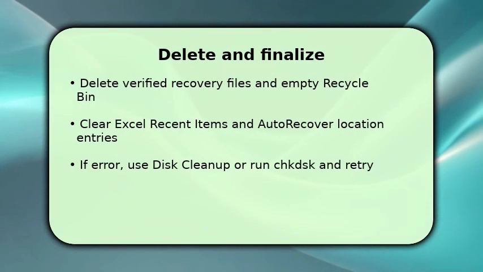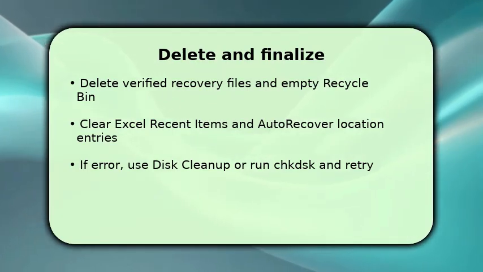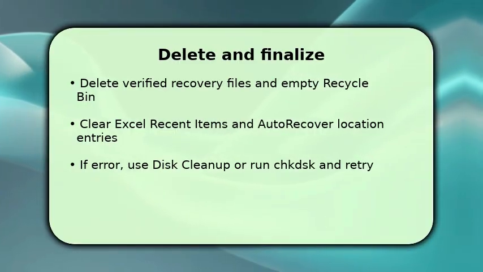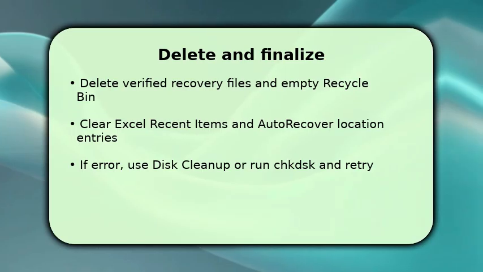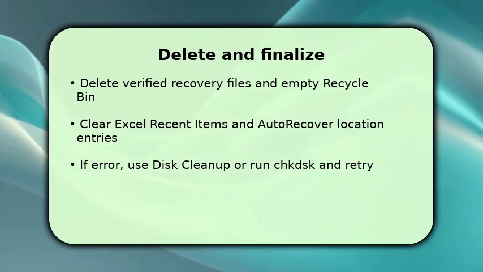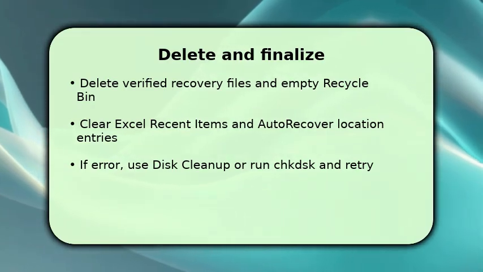You delete the verified recovery and temp files permanently by removing them and then emptying the recycle bin so they cannot be restored easily. After that, clear Excel recent items and remove entries pointing to the Auto Recover folder to prevent accidental reopening. Finally, restart the system and reopen Excel normally to confirm behavior.